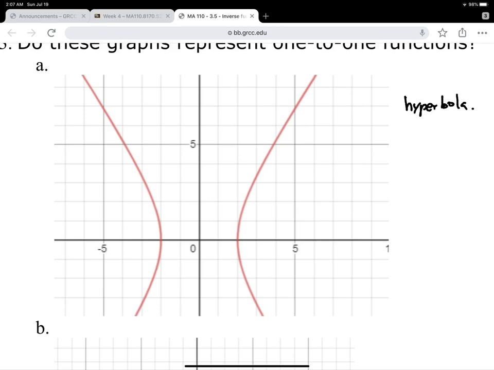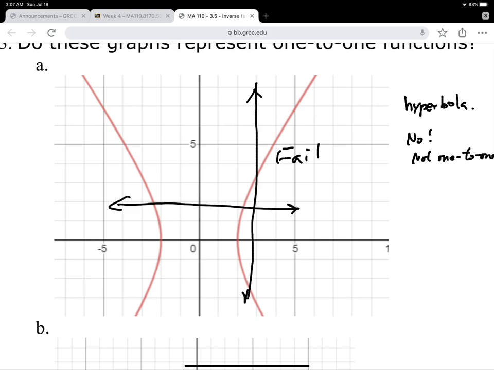Why not? Are these 1-to-1? Answer is no. Not 1-to-1. It fails the vertical line test. You also fail the horizontal line test. Right, this one's a double whammy. It doesn't work.